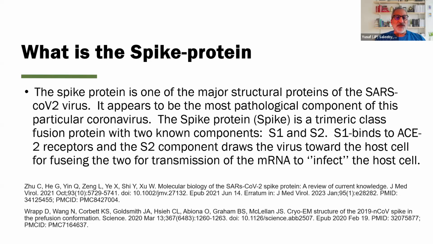And then the S2 spike is a component, think of it as kind of like a spring or slinky. Once the S1 spike protein attaches to that ACE2 receptor on a tissue, let's say a human tissue cell, the S2 part kind of pulls the rest of the virus close to the cell so that the virus then can inject the mRNA and infect the host. So they work together, S1, S2.